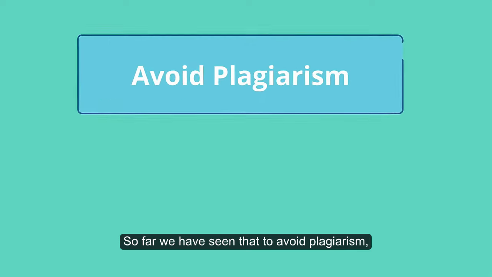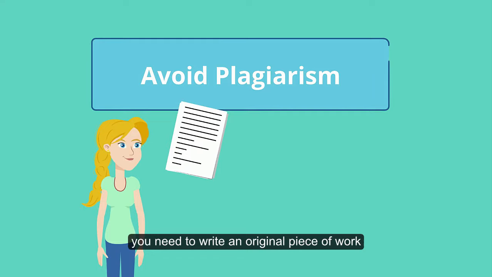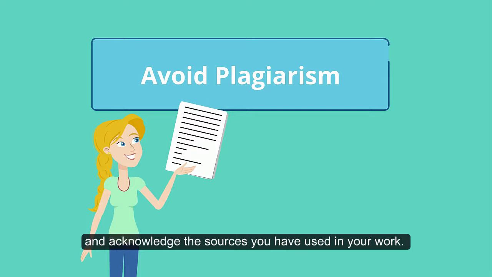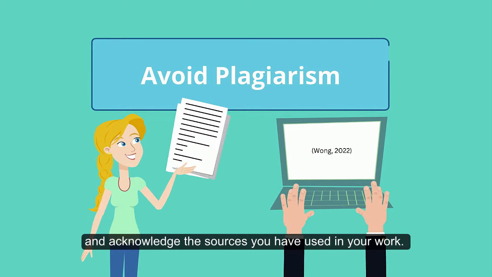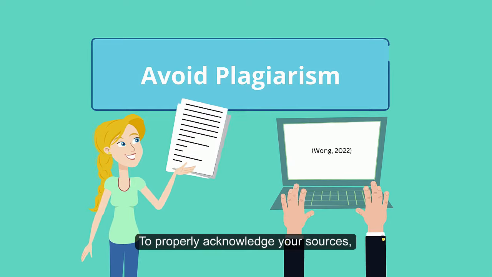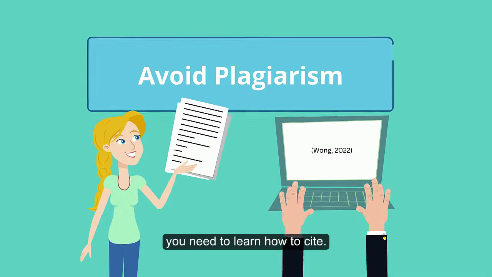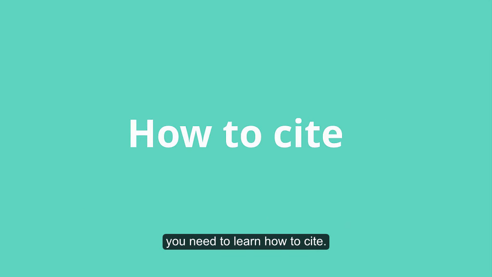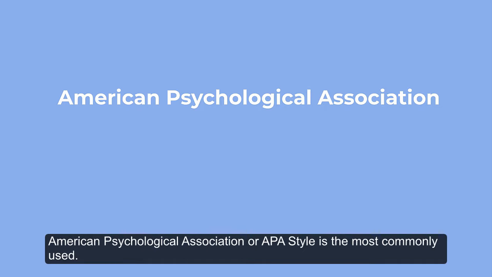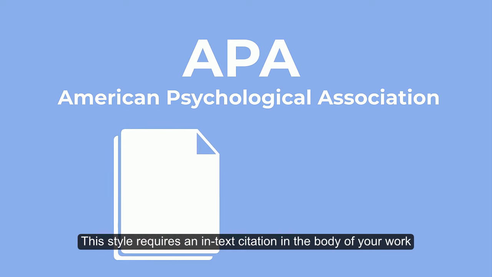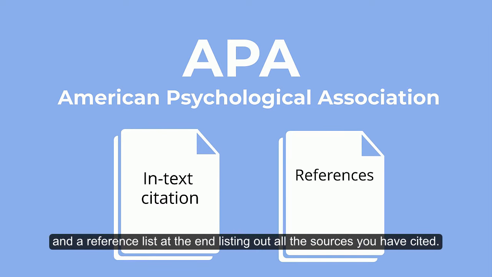So far, we have seen that to avoid plagiarism, you need to write an original piece of work and acknowledge the sources you have used in your work. To properly acknowledge your sources, you need to learn how to cite. In the social sciences, American Psychological Association, or APA style, is the most commonly used. This style requires an in-text citation in the body of your work and a reference list at the end, listing out all the sources you have cited.